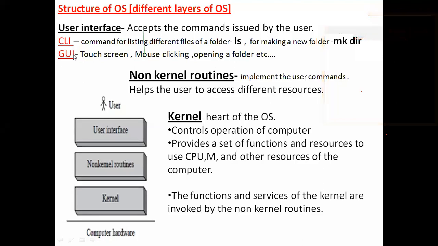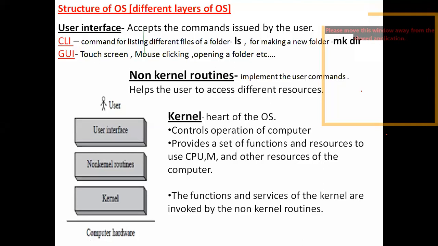graphical user interface. In the older versions of operating systems, for example the DOS system, we had this CLI, command line interface, where we had so many commands. For listing different files of a folder, we had a command like ls, and for making a new folder, you can use mkdir. This mkdir was the command used to make a new folder, and to list different files of a folder, I can use the ls command. So basically this user interface is used to accept the commands which are issued by the user.